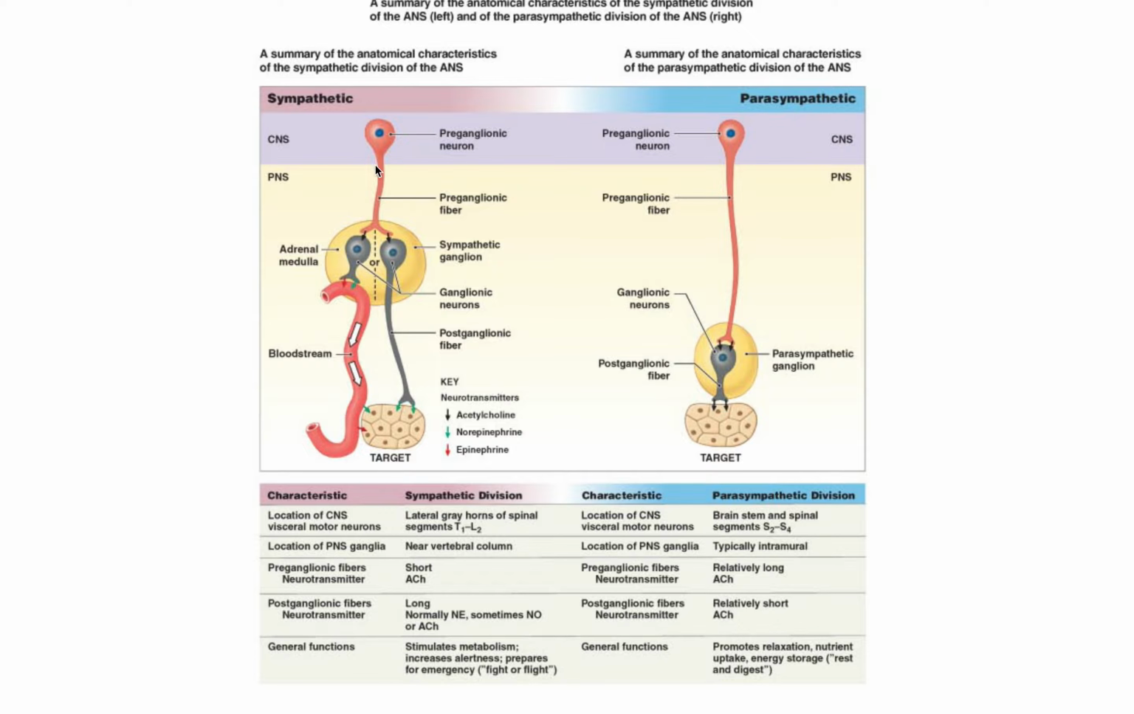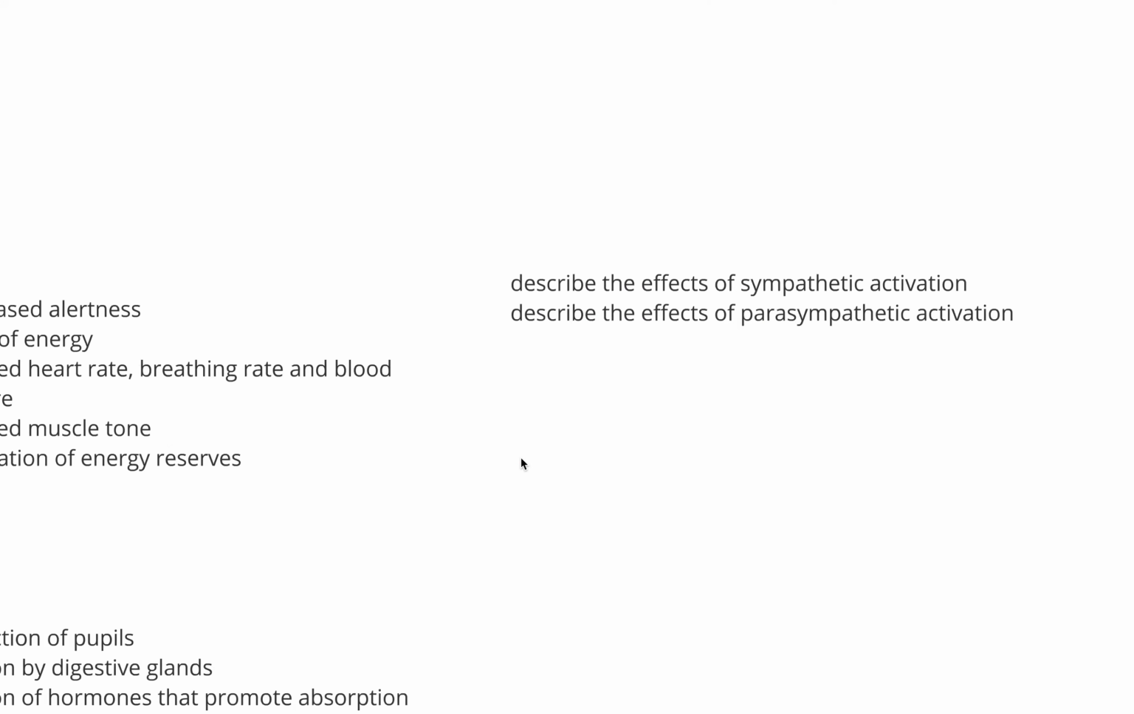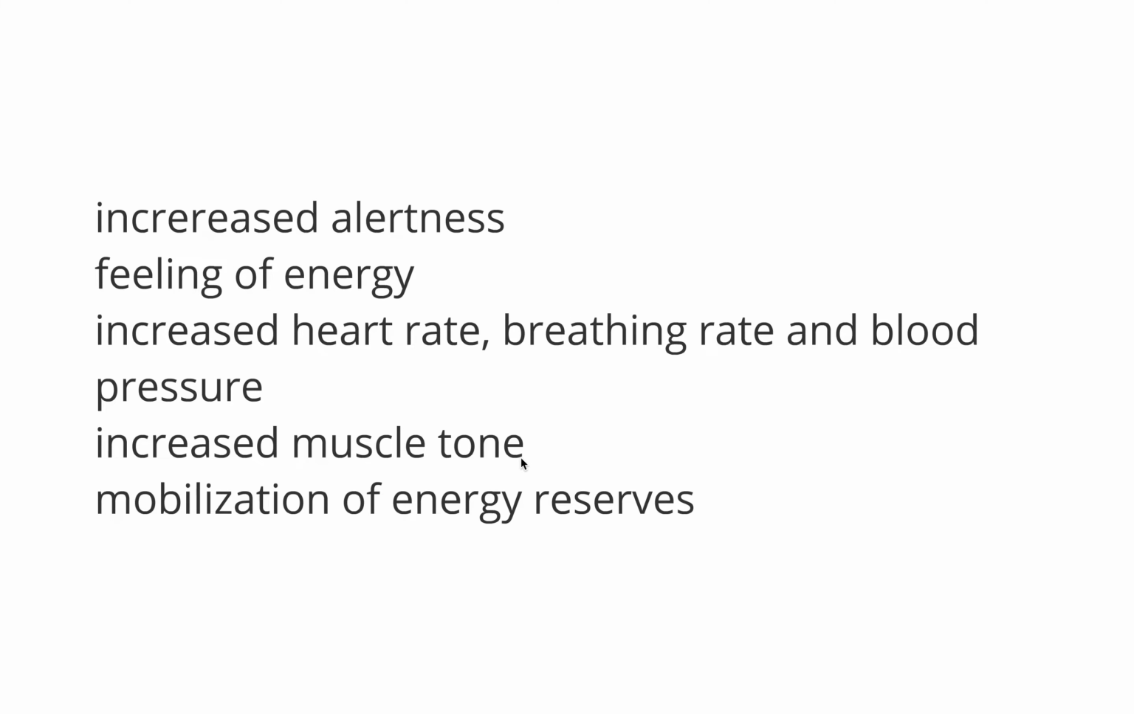So this is showing the sympathetic. Sometimes it uses the adrenal medulla, or it uses a sympathetic ganglion. And if it's using the adrenal medulla, those things are going to be carried through the blood. Okay, so here's the effects of the sympathetic activation: increased alertness, feeling of energy, increased heart rate, breathing rate, and blood pressure, increased muscle tone, and mobilization of energy reserves. And again, all those things are getting you ready to fight or run away.